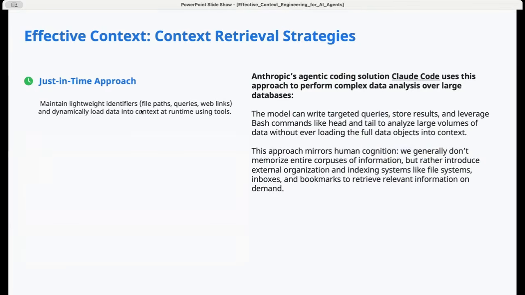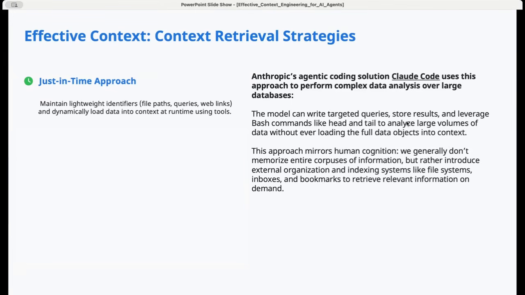So let's look at this just-in-time approach. I'm also trying to look for examples. One example I found is where they talk about Claude Code, which seems to be the most powerful coding agent right now. For example, they use Claude Code to perform complex data analysis over a large database. So the model can write queries, store results, and use commands, for example, to get the head and tail of the table, right? And to analyze a large volume of data without ever loading the full data into the context. I think that this is natural, right?